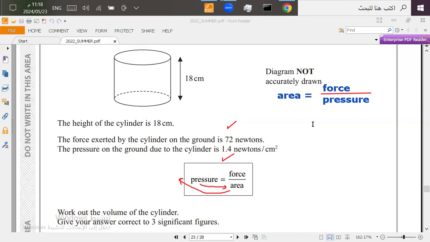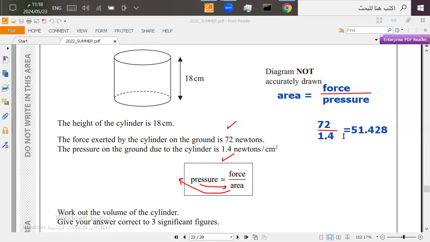So 72 divide 1.4 to find the area. That's the line, a fraction. So after dividing, I will get the area. So 72 divide 1.4, and the answer is 51.42. So 51.428, like this. Now, this is the area of the circle.